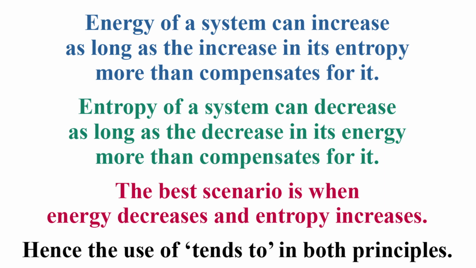Similarly, the entropy of a system does not always have to only increase. It can decrease, but only if the happiness arising due to a decrease in energy more than compensates for the unhappiness due to the decrease in entropy. The best scenario, of course, corresponds to a decrease in energy and at the same time an increase in entropy. This is the reason for the use of the term "tends to" in the statements of both the minimum energy and maximum entropy principles.